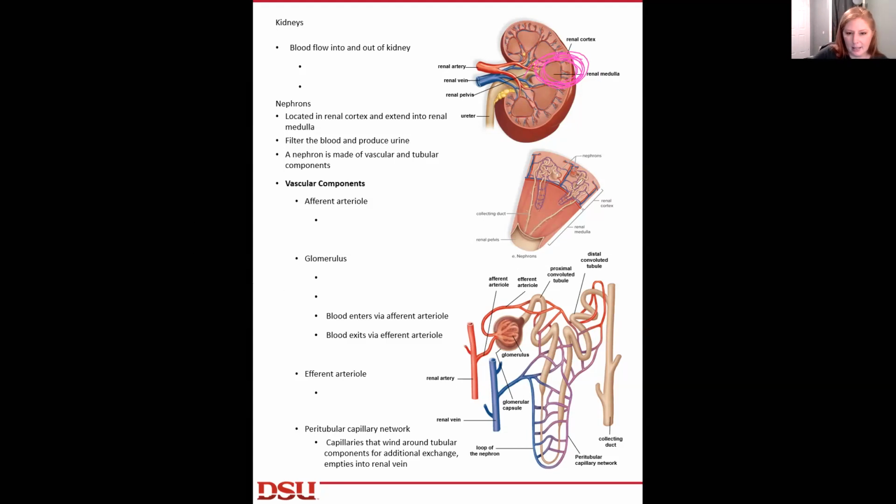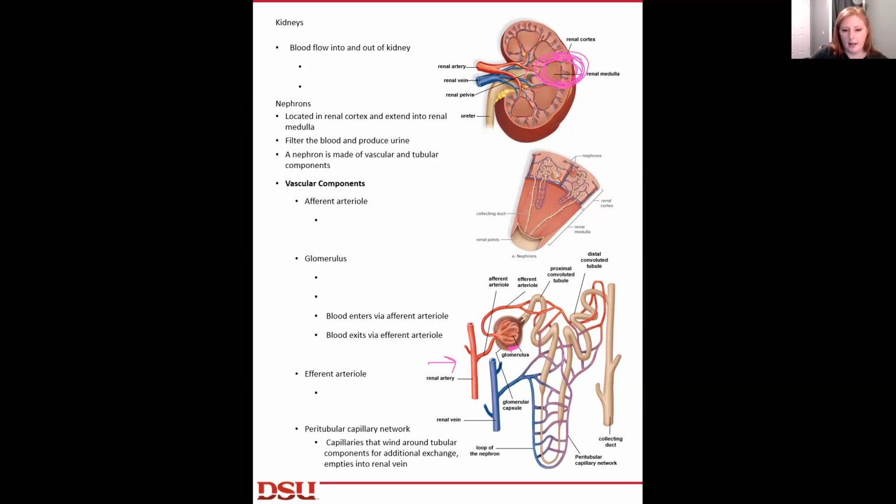Once we get down into the nephron itself, we're looking at the renal artery. This is where blood is coming in. Blood comes in from the renal artery, goes through the afferent arteriole. The blood gets filtered through the glomerulus, which is that knot of capillaries. The filtered blood is then collected by the Bowman's capsule, which is out here, before it is then picked back up by the efferent arteriole, which leaves the Bowman's capsule and the glomerulus.